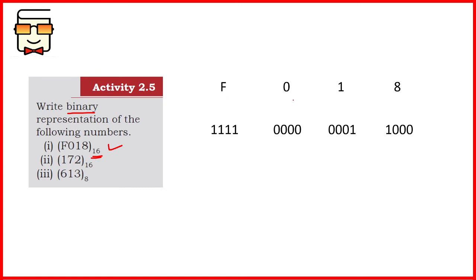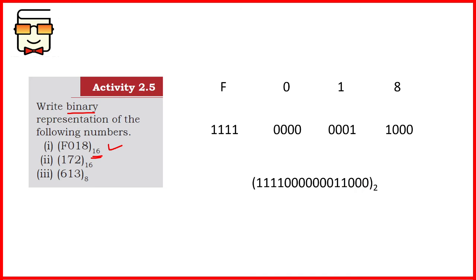You can check that 0 corresponds to all zeros, and F corresponds to all ones in binary. For 1 you have 0001, and for 8 you have 1000. Now combining all this together, you'll get the following as the answer. You can pause the video and check your answers. If you have any doubts, you can mention them in the comment section below.